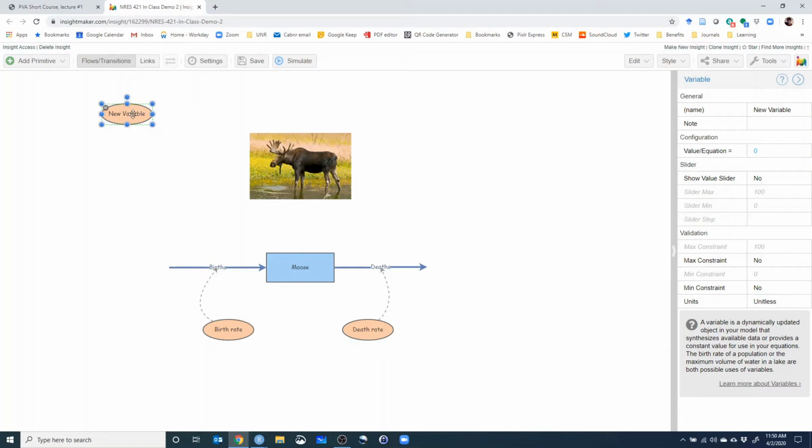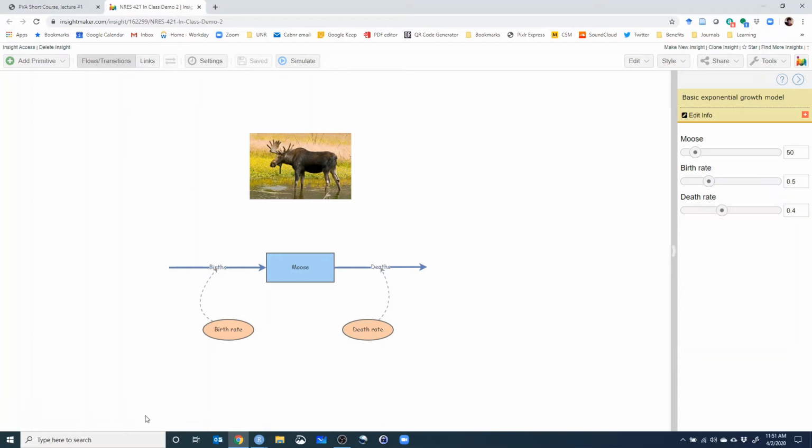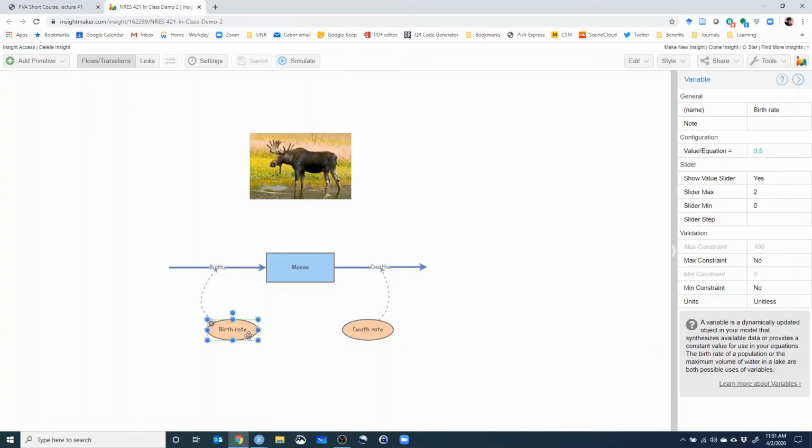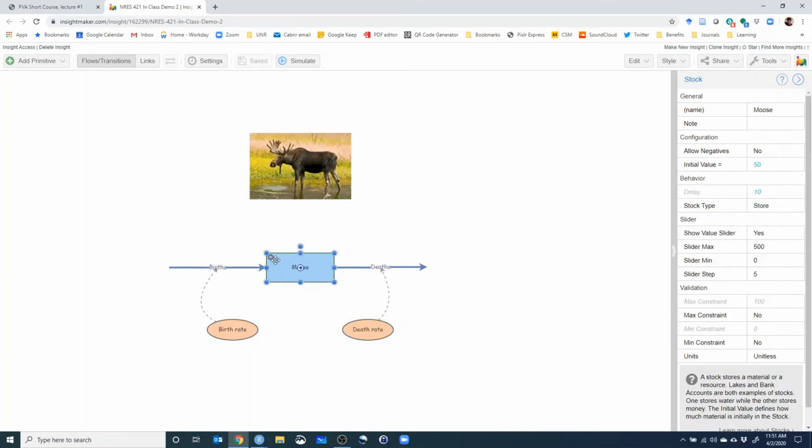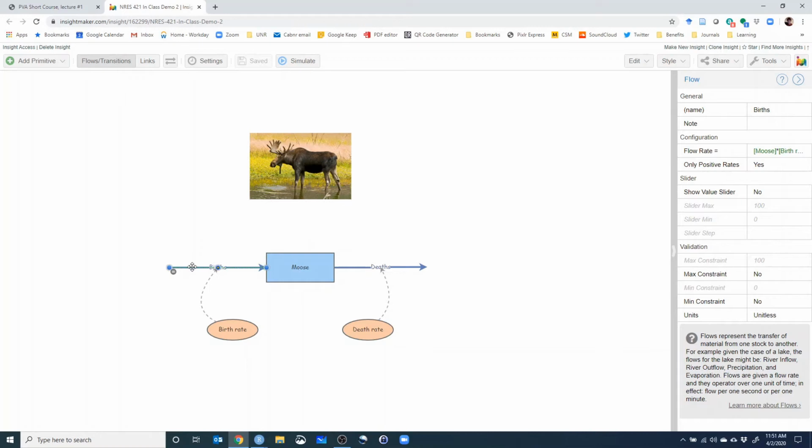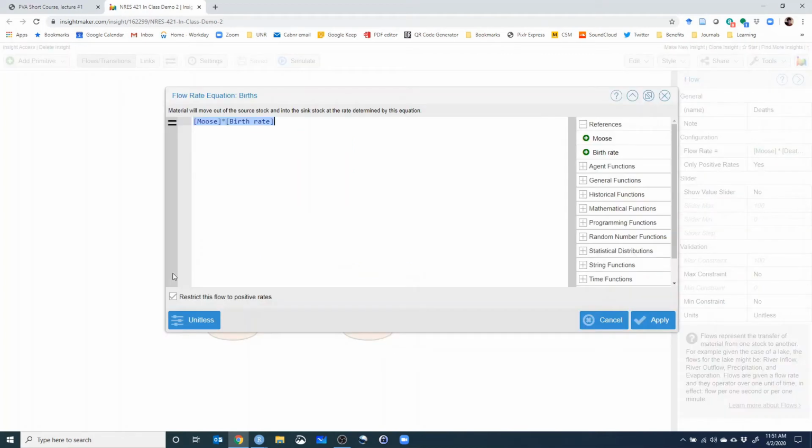A variable you can add, and it just looks like this round oval. And it generally stores constant numbers for our population. Here we have a birth rate, which we've set at 0.5, and a death rate, which we've set at 0.4. And again, we have a stock representing a collection of individual moose, and we have a births flow representing the addition of moose into the population, and a deaths flow representing the subtraction of moose from the population each year.